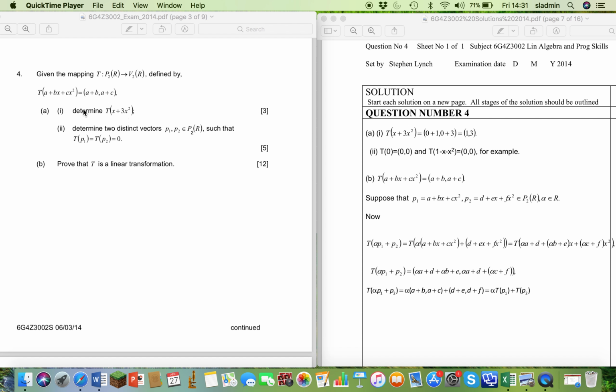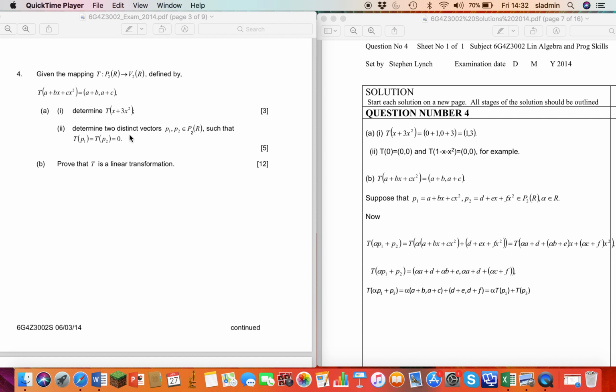So from this you can see that a is equal to 0, b is equal to 1 and c is equal to 3. So we simply substitute for a, b and c into this expression. So we get T of x plus 3x squared is 0 plus 1, that's the a plus b, and then 0 plus 3 is the a plus c, which gives the two-dimensional vector (1, 3).